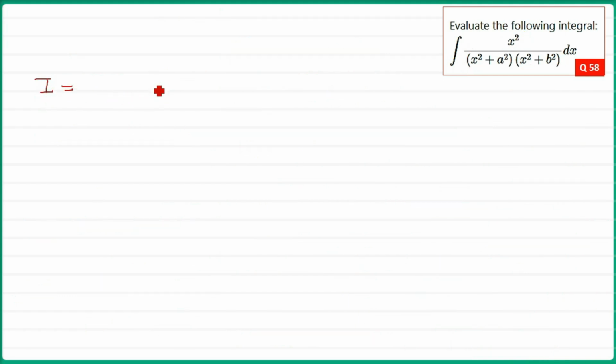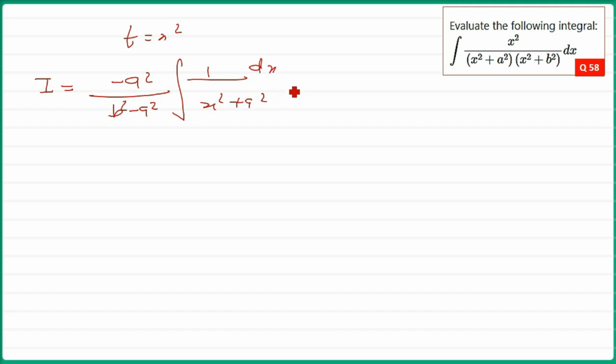So what I'm trying to suggest here is a is already computed, b is already computed. So this negative a square divided by b square minus a square. Inside the integration, it will be dx divided by, please remember, t was taken as x square. So you need to replace it. You cannot have t inside an integration. It was just an alias, a different name we have taken for x square.